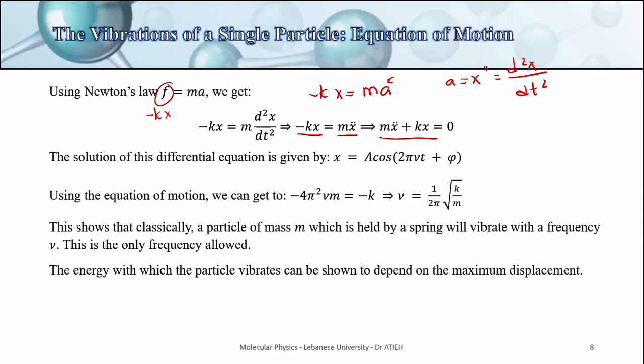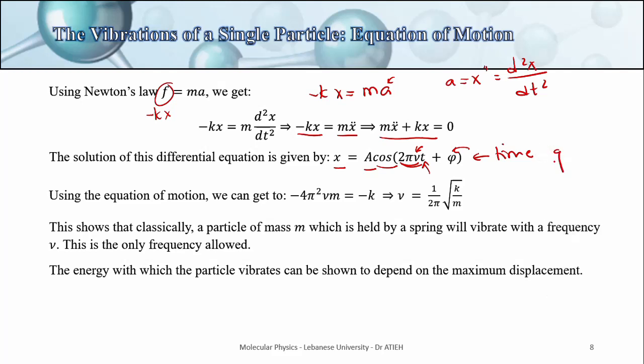This is a second order differential equation of x. The solution of this equation is a sine or cosine function, or a summation of sines or cosines. One of the solutions of this differential equation may be given as x equals A, the amplitude of the oscillation, the maximum of x, cosine (or it can be sine) of 2 pi nu t plus phi, with nu being the frequency, 2 pi nu being the angular frequency, phi the phase, and t the time. This is called the time equation of motion.